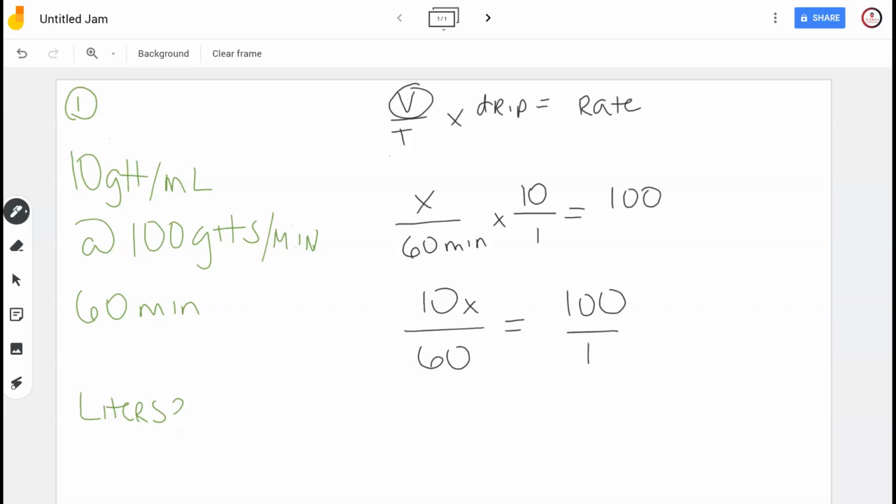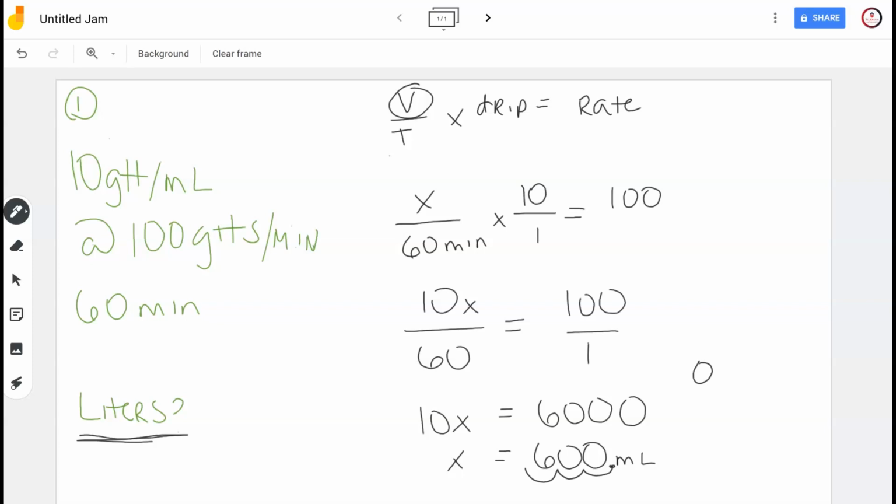So you want to get the X by itself, so 10X equals 6,000. X equals 600. But now it's asking you for liters, and this is in milliliters. So you're going to take that, your decimal point, move over 3, 1, 2, 3. So you are going to administer 0.6 liters in an hour.